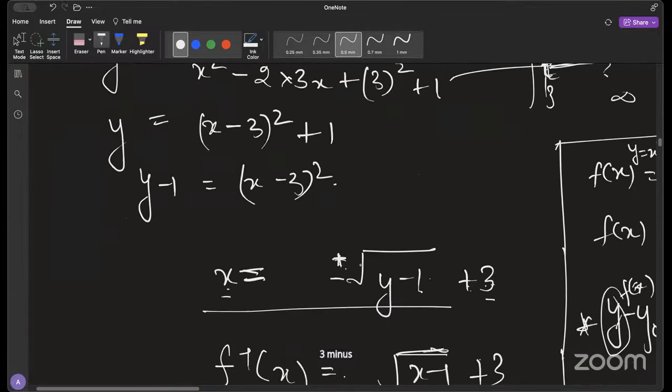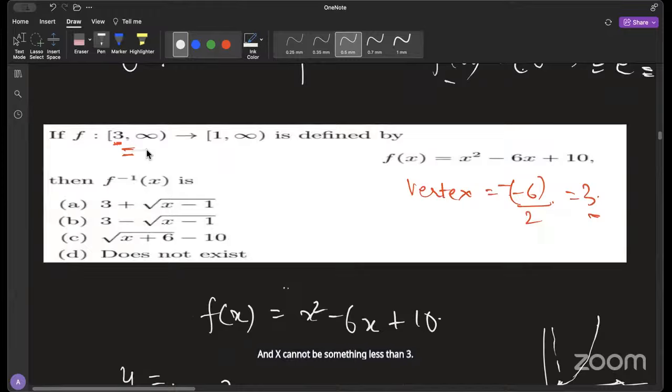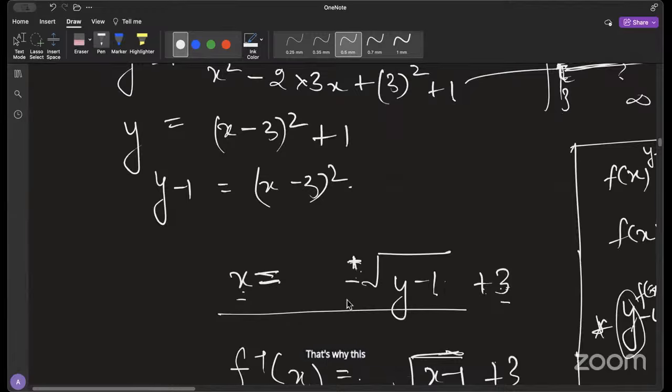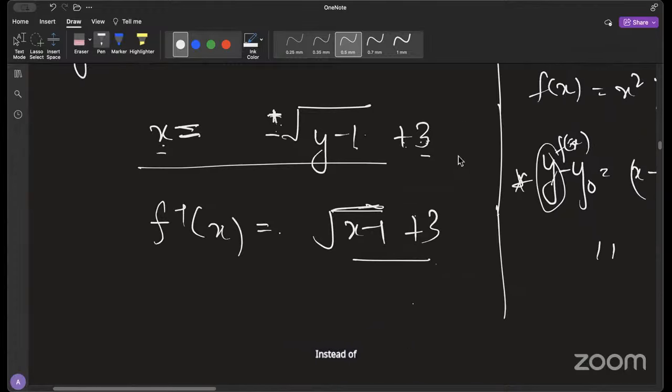But if you have 3 minus square root of y minus 1, basically 3 minus square root of something, that means you're subtracting something positive from 3. So you're going to get something less than 3, right? If you do 3 minus square root of this, you get something less than 3. And x cannot be something less than 3. It's not in the domain. That's why this inconsistency comes in. That's why you should be taking the positive square root instead of the negative one.